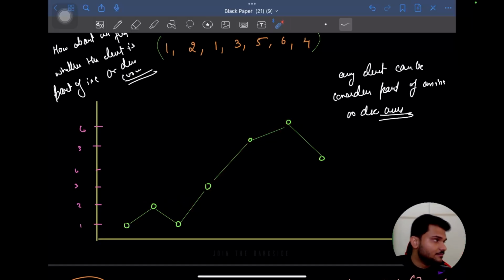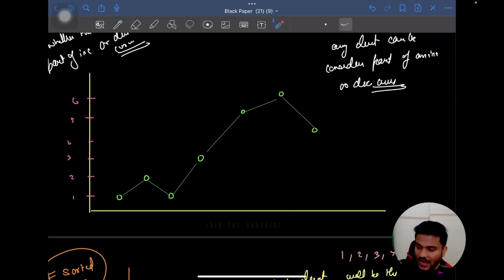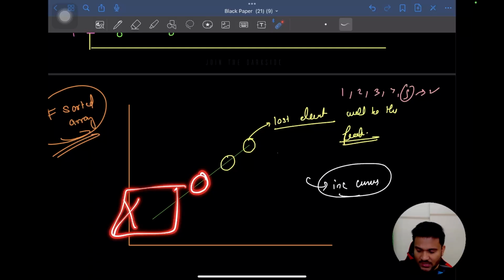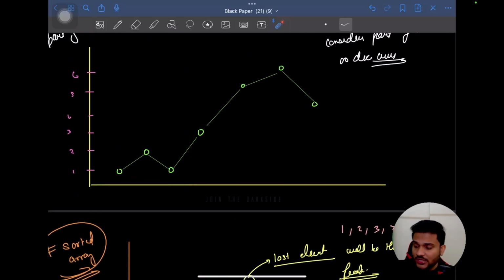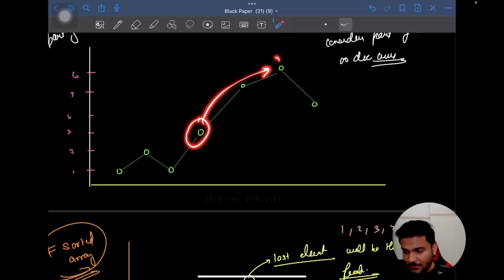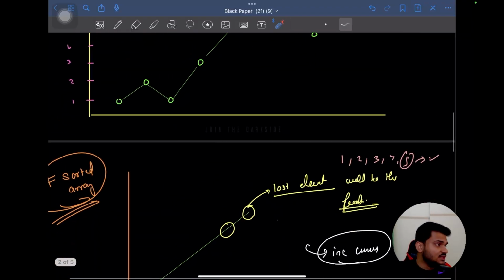Let me repeat it again. If an element is on an increasing curve, for example, here, or for example, here, then I don't know what's on the left. For example, on the left side of it, there is no peak. So I don't know what is on the left, but I am definitely sure that if an element is on an increasing curve, the peak lies on the right side. Somewhere on the right side of this element, there will be a peak. Can I say that? And same thing for the opposite order.